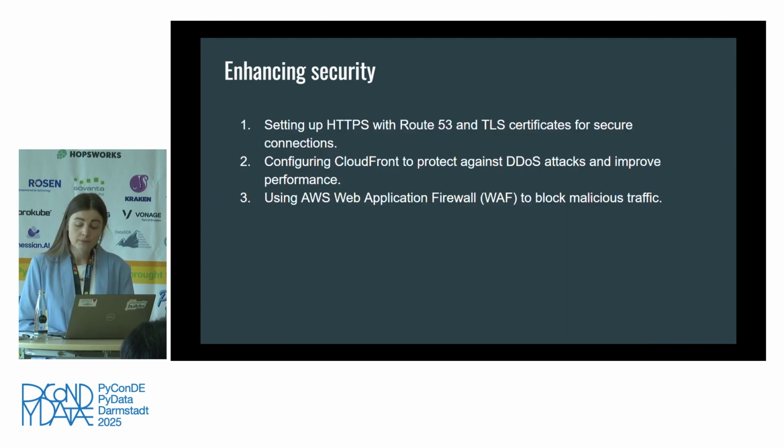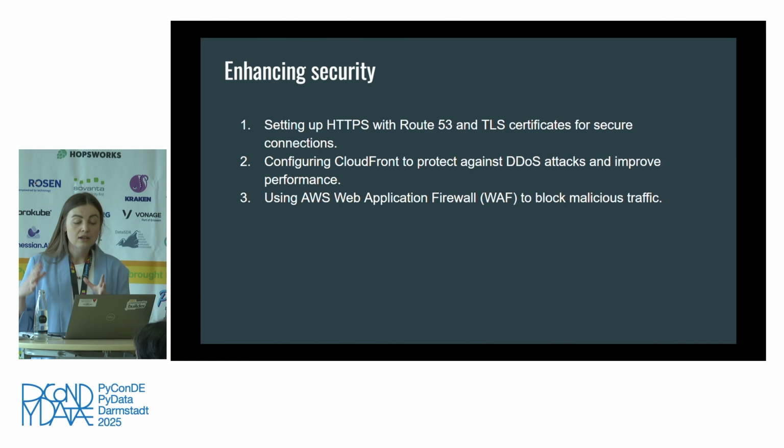And how does it work? Mainly there are tasks for the MLOps engineer, but data scientists should be aware of them. For example, the first one is setting up HTTPS with Route 53 and TLS certificates for secure connections. The role of the data scientist is, first, to be aware of the difference between HTTP and HTTPS, and inside the app, try to avoid insecure API calls and everything that, you know, puts the app back in terms of security.